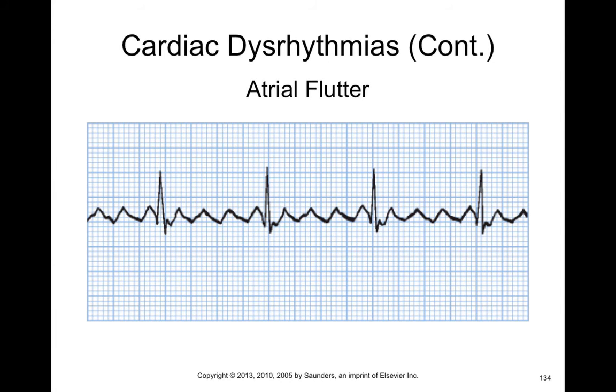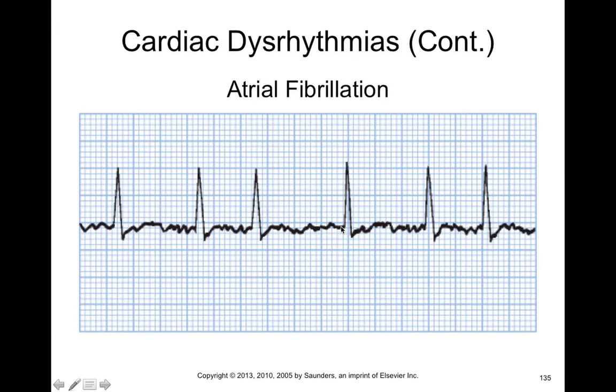So how do we differentiate flutter versus fibrillation? Well, we see atrial flutter here as this sort of rapid sequence of P waves, and then we have a QRS wave, and then this rapid sequence of P waves and a QRS wave. And it's considered flutter because we have these complete and separate P waves that are occurring. Atrial flutter is not as severe as fibrillation.